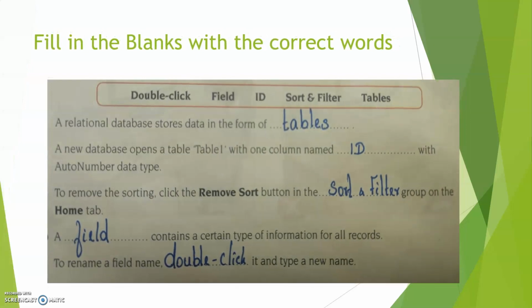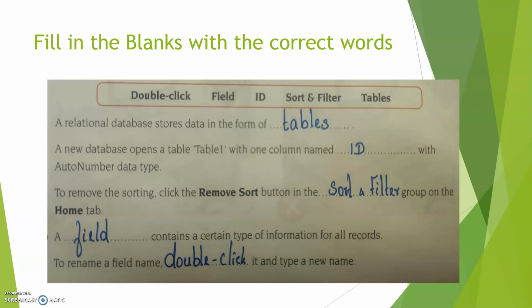Okay. So the first thing is fill in the blanks with the correct words. What is the first question? A relational database stores data in the form of, you all know, right? So the database always stores data in the form of tables. Very good, tables. A relational database stores data in the form of tables.